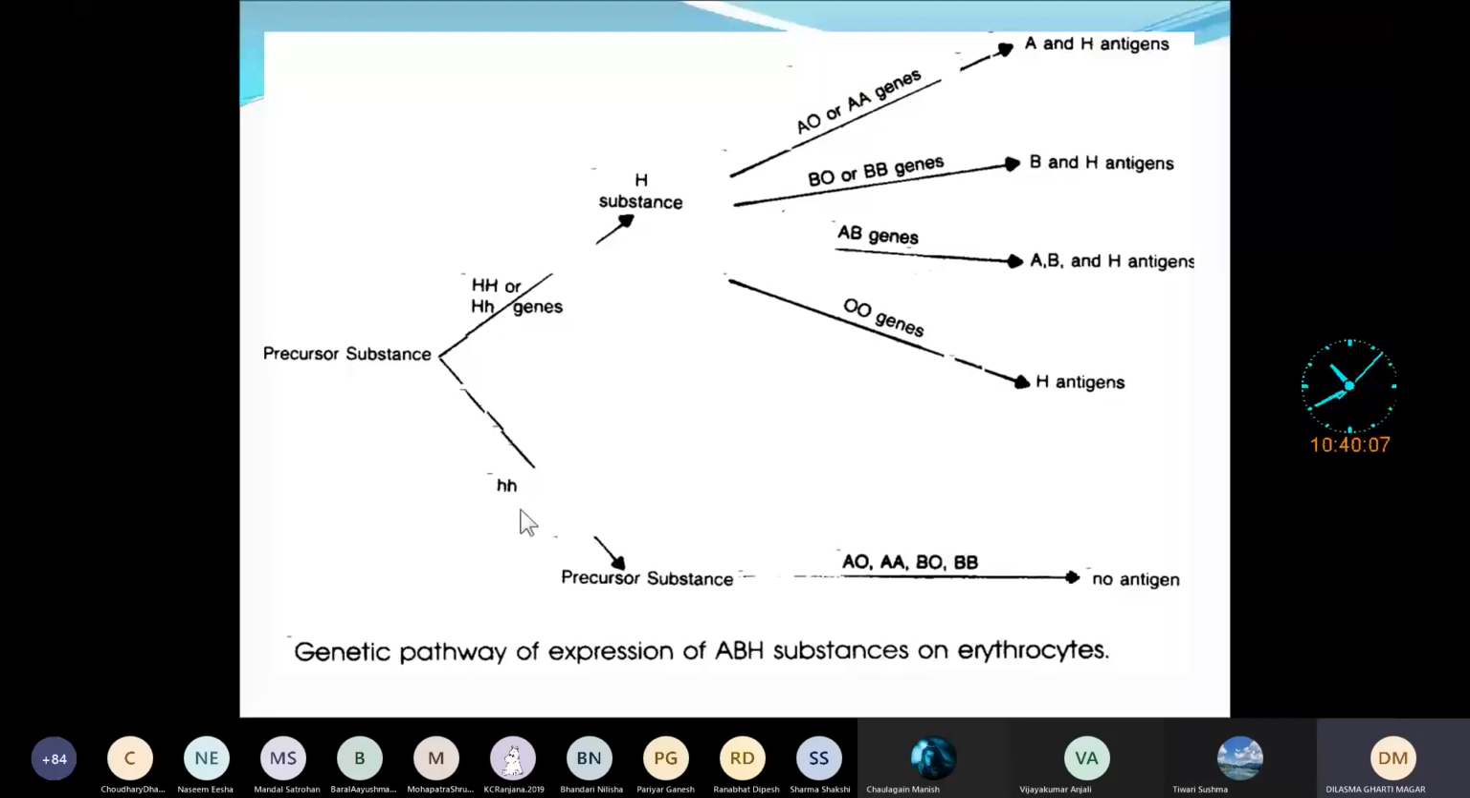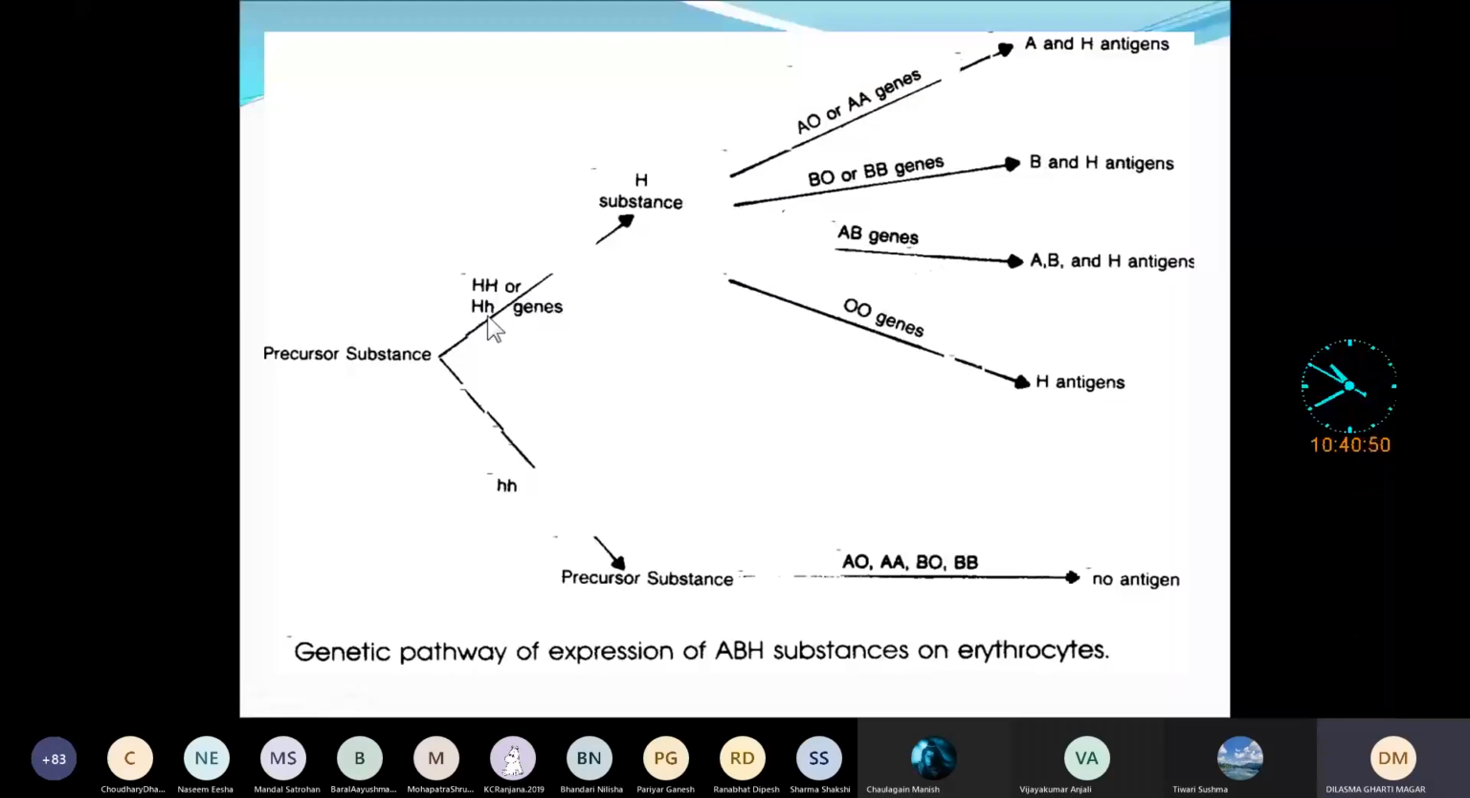So now the first arrow I'll tell you. Here the precursor substance will make the HH. Wherever there is the capital H, it is known as the dominant. You must know dominant and recessive, isn't it so? Mendelian law, same thing applies here. There is the HH dominant, or in case of the capital H and then the small h, one is dominant and another one, small h, is the recessive one.